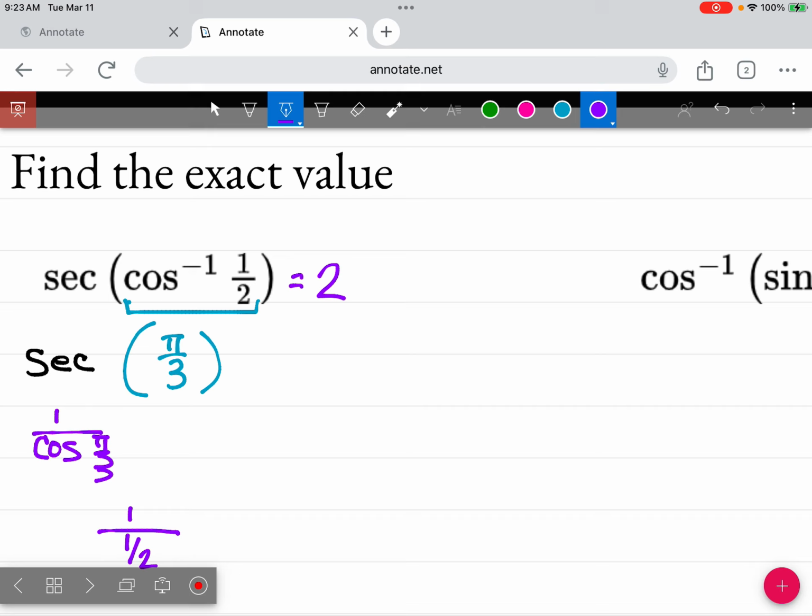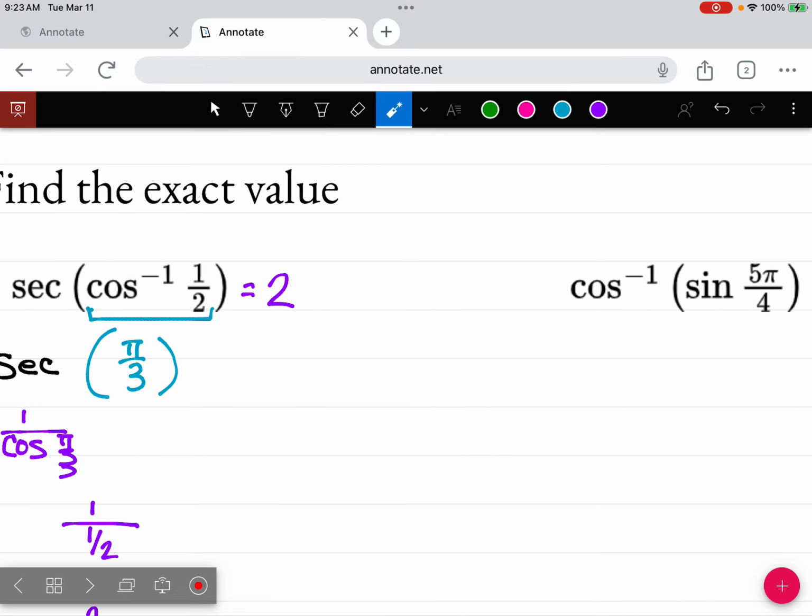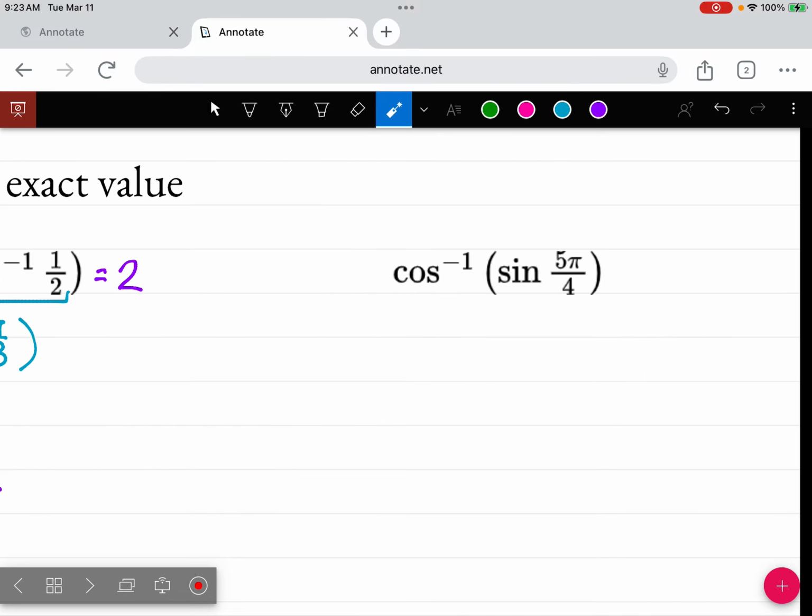So start from the inside and work your way out. Look at the inside piece and see if it's an inverse, and figure out what angle it is. If it is not an inverse, that's when we're looking for our ratio, which is either a unit circle value or we're going to build a triangle. If there's an inverse on the inside, it means we're looking to find our angle first.